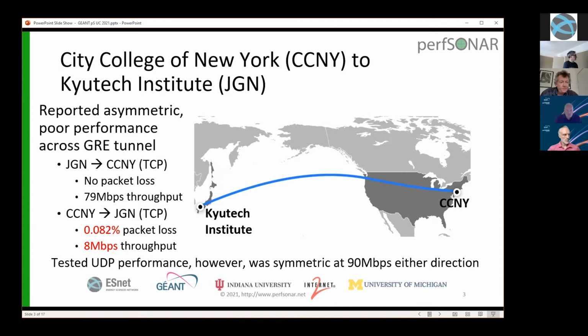And we didn't actually have a target number that we were shooting for. Neither CCNY nor JGN told us, hey, we should be getting a gigabit. They basically just thought that the performance in both directions should be symmetric, and testing via UDP showed the same thing, that symmetry was possible, and that there's something else going on behind the scenes.